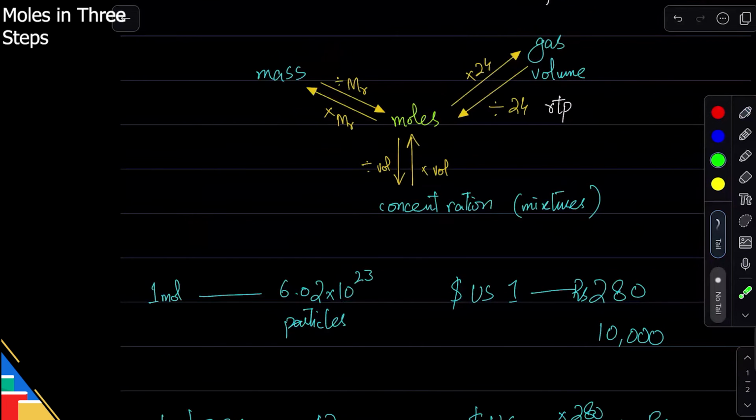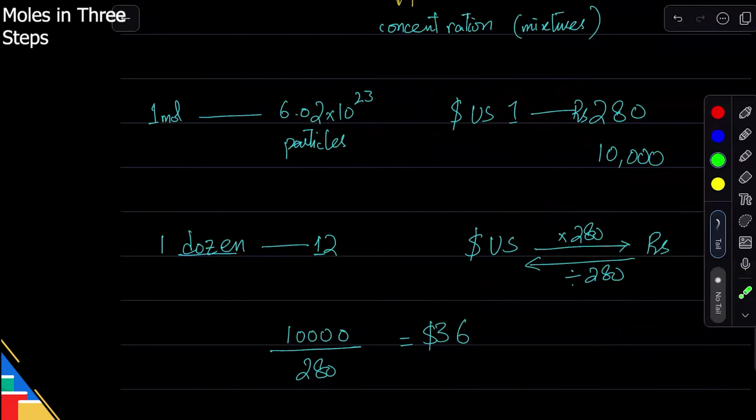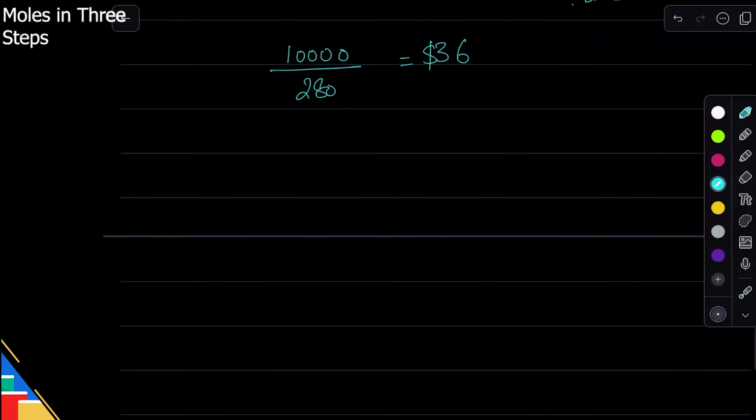That's the same thing with moles. With mass, the conversion factor is MR. With volume, the conversion factor is 24. That's it. Is there another method to do that? Yep, there is a very simple method which is called ratio method. So what's the first method?